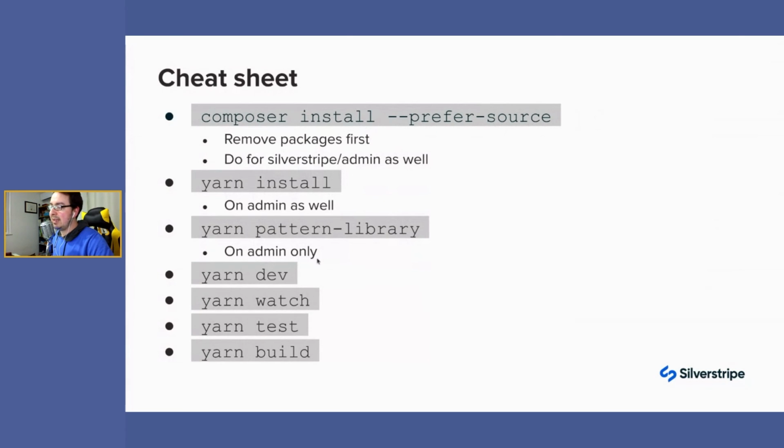And when you're in admin, you can run the yarn pattern library. Actually, I misspelled it. It should be pattern-lib, not library. Sorry there. I will fix that in a later release. But essentially, that just allows you to get that pattern library to actually see all the UIs you've got, and to update it quickly on the fly and see what it looks like in isolation.